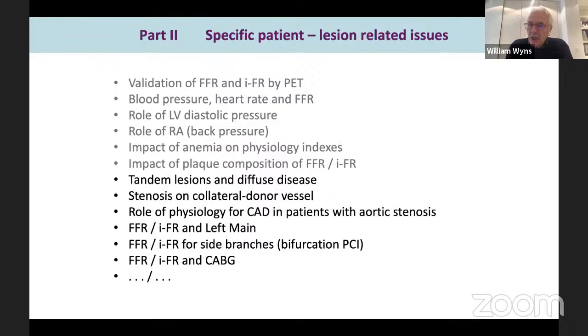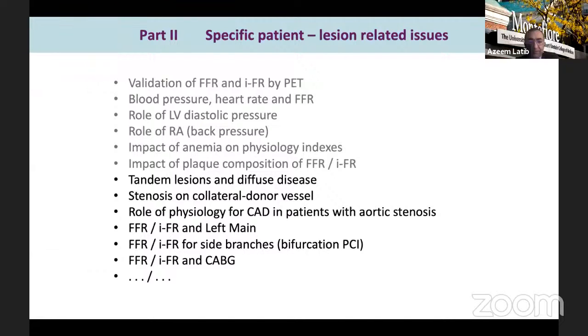Now, tell me, Tony, what is the clinical situation that you're referring to? You have a patient in cardiogenic shock, middle of the night. You've opened the culprit artery, and there is another one, non-culprit, that you'd like to know whether it's significant or not? Yeah, that's exactly the situation.